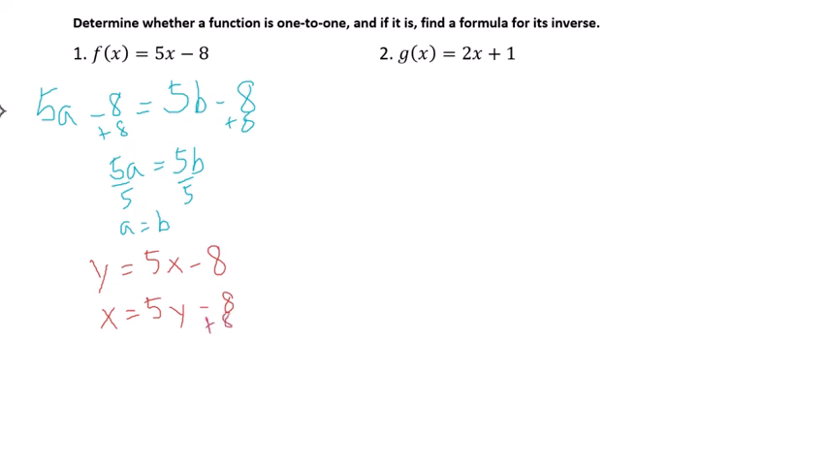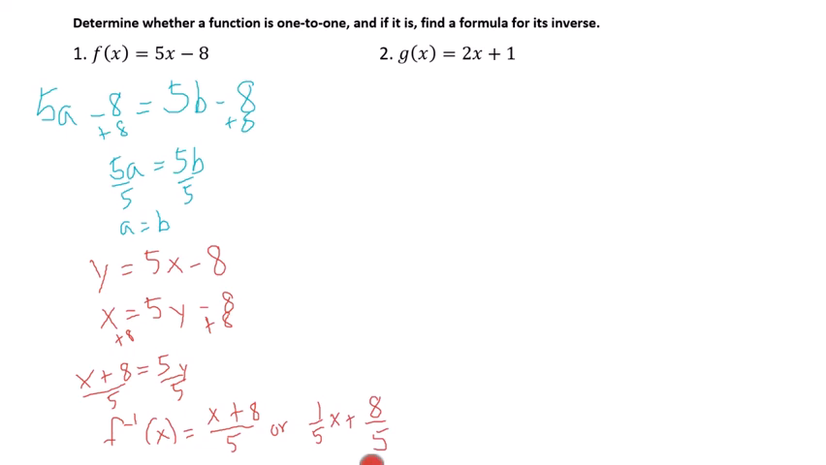So add 8 here, and you get x plus 8 equals 5y, divide by 5, and you get f inverse of x equaling x plus 8 over 5, or 1/5 x plus 8/5, depending on if you divide the 5 by the entire side or individually. Either way is an acceptable answer. All right, let's look at the next example.